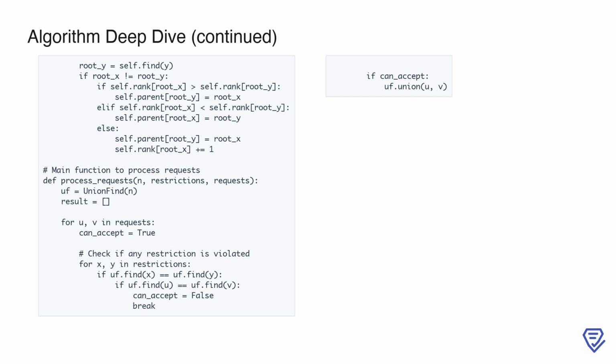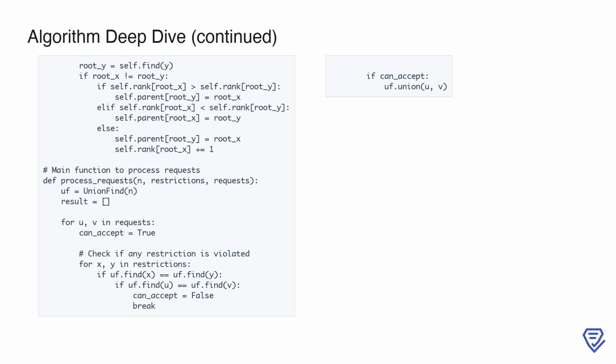The union operation, shown here, merges two components by attaching one root to another. Depending on the rank values, the smaller tree is always attached to the larger tree's root. If both trees have the same rank, we arbitrarily choose one root and increment its rank. With these operations defined, we can process the friend requests.